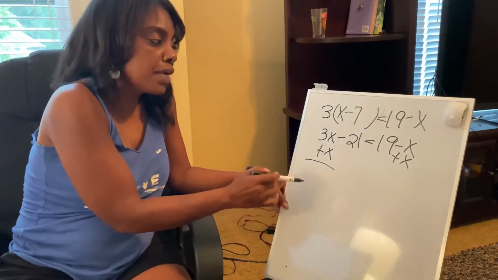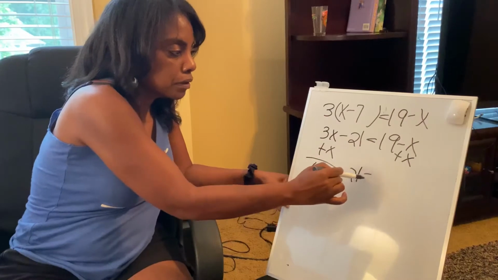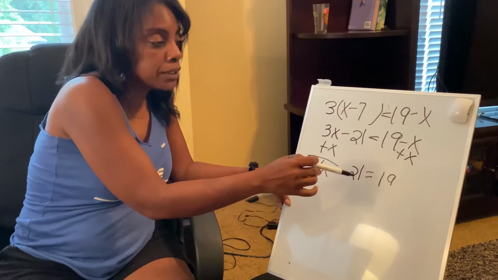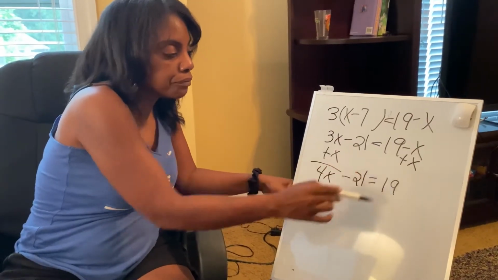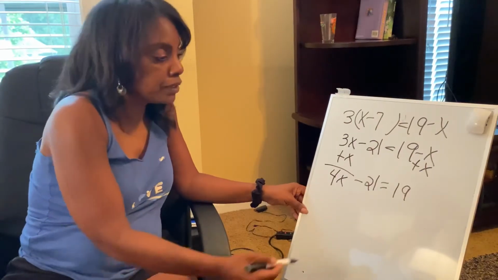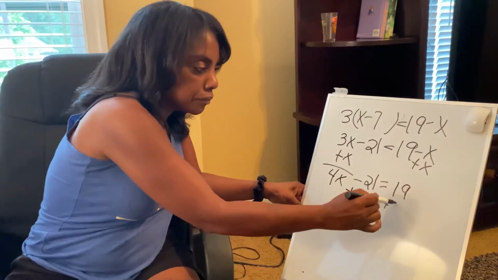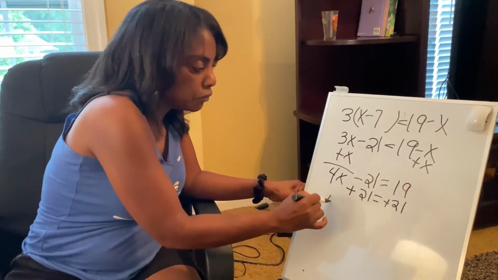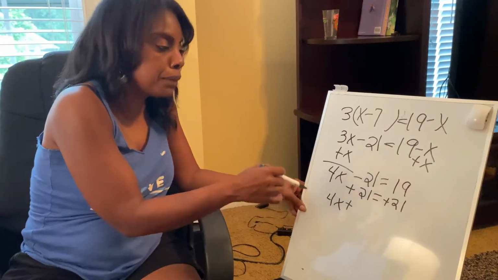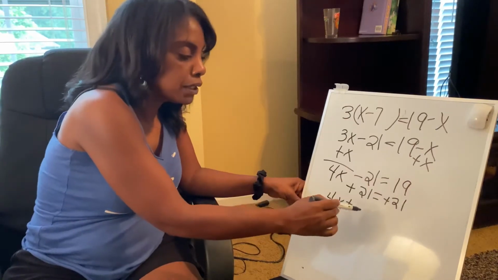3x plus x is 4x. Minus x plus positive x cancels itself out. The next step is we're going to be adding 21 to both sides. We'll be bringing down the 4x. Negative 21 plus 21 cancels out. 19 plus 21 is 40.